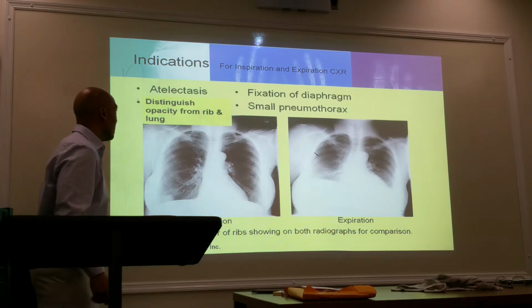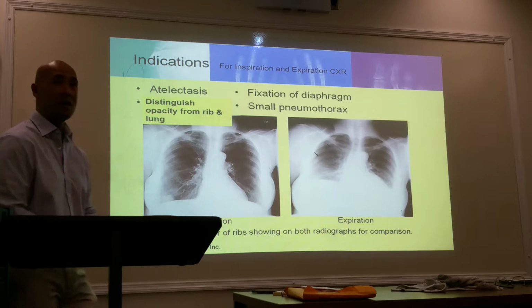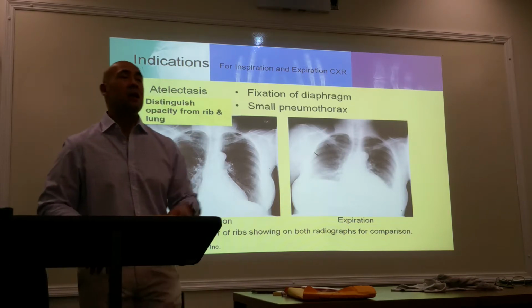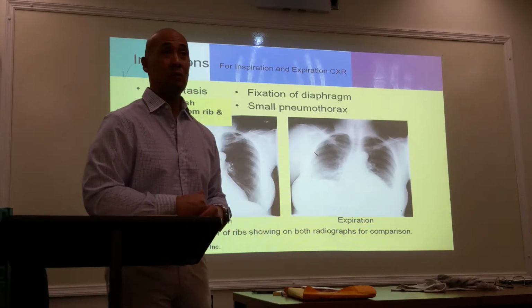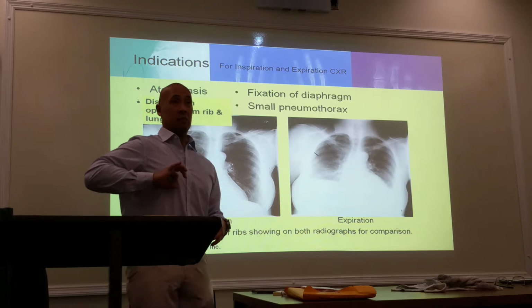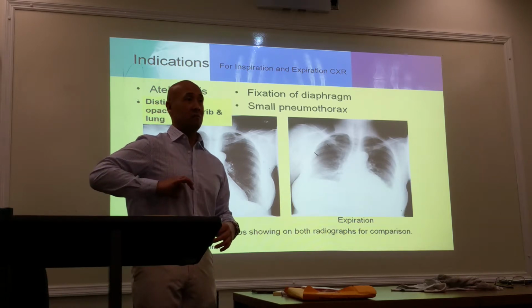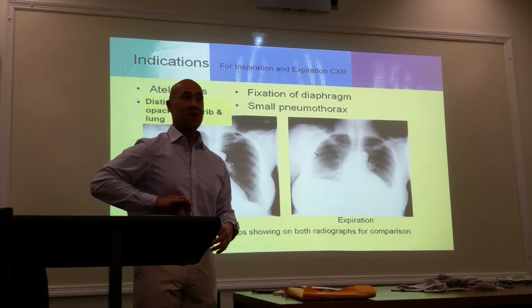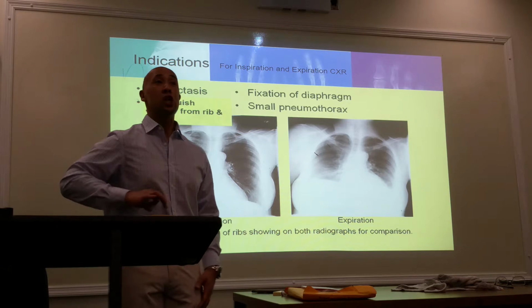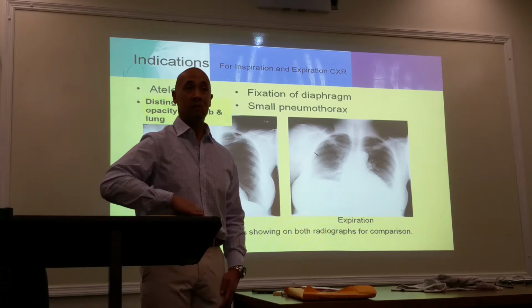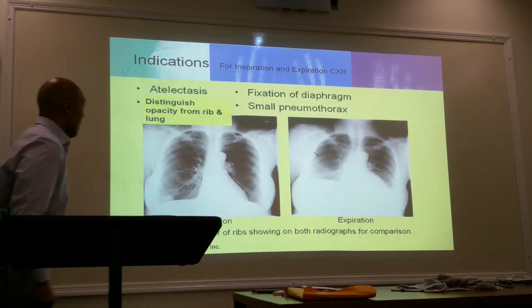We're going to do it to distinguish opacity from rib and lung. Remember that calcified nipple? The doctor might say, okay, do a lateral, but I also want you to do an expiration because we want to see if that mass moves. Inspiration, expiration. If it stays in one spot during expiration, that's probably the nipple. If it's in the lung, you will see different locations from inspiration and expiration.